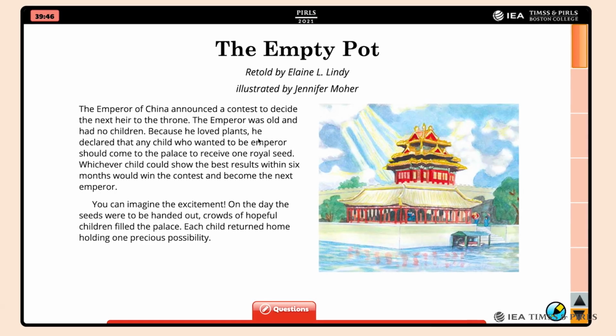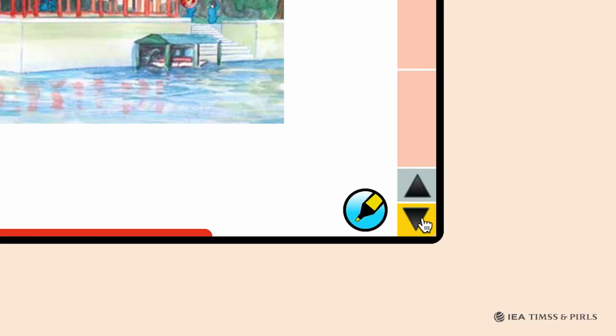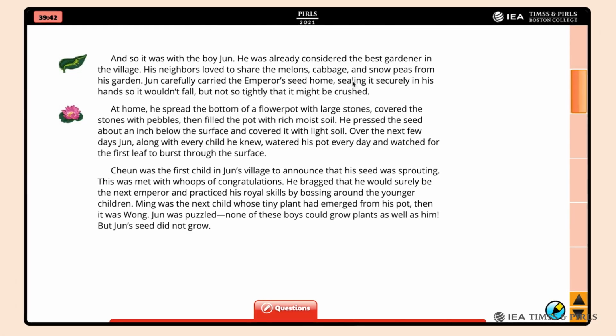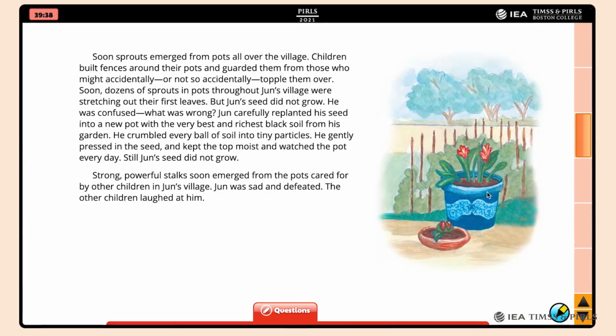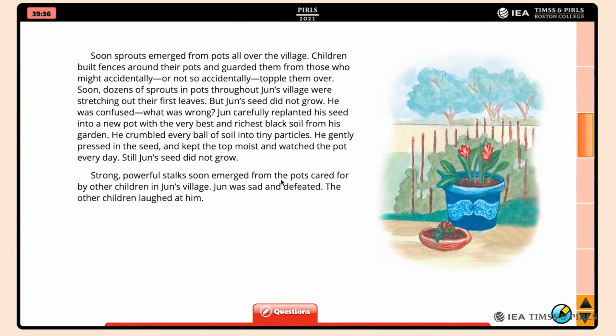With the PIRLS 2021 digital interface, students can begin the Empty Pot passage by scrolling through its 6 pages before answering the questions, much as they would read through a paper passage.